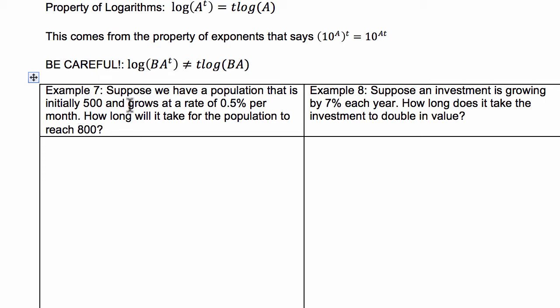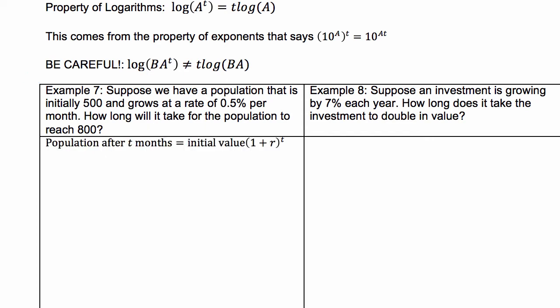Also, note that the growth rate is 0.5% per month. It's a constant percentage increase. That means population is an exponential function of time. Let's find the formula for this exponential function and use it to solve this problem.